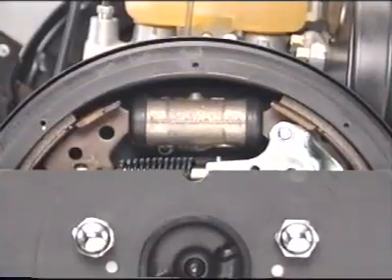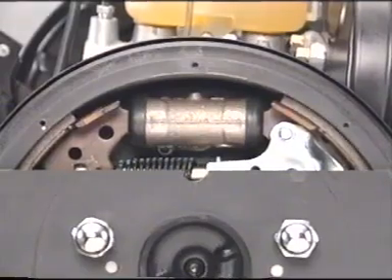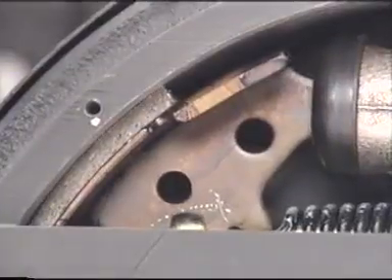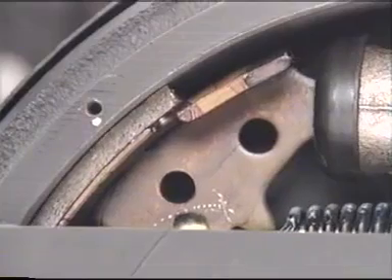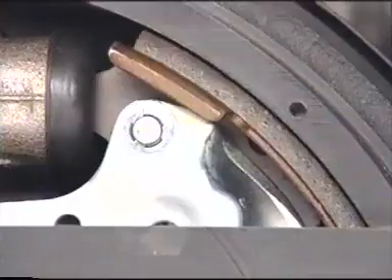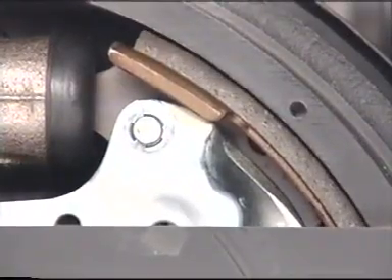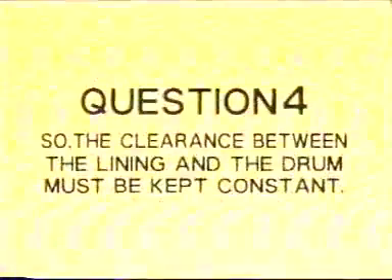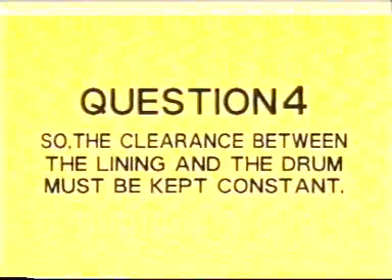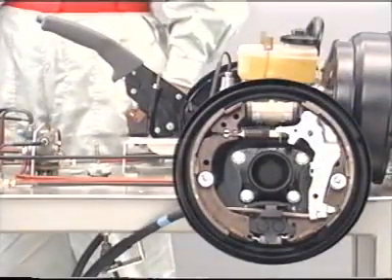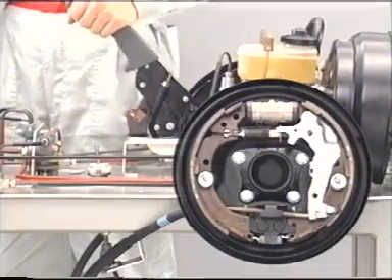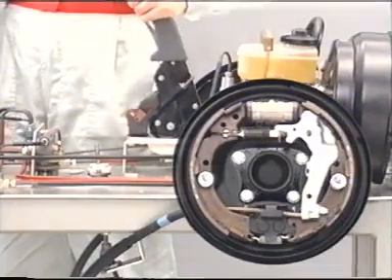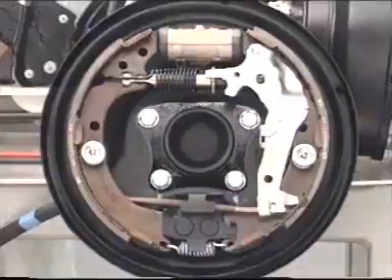The hydraulic pressure transmitted to the wheel cylinder forces the shoes apart. The lining installed outside the shoe rubs against the drum revolving with the wheel and produces brake force. So the clearance between the lining and the drum must be kept constant? That's right. The clearance must be adjusted periodically. However, some systems do this automatically.